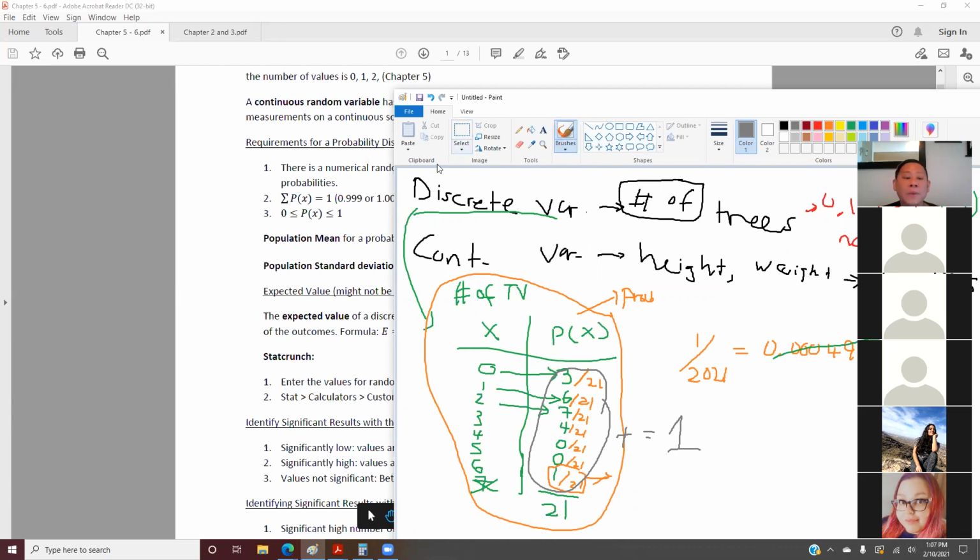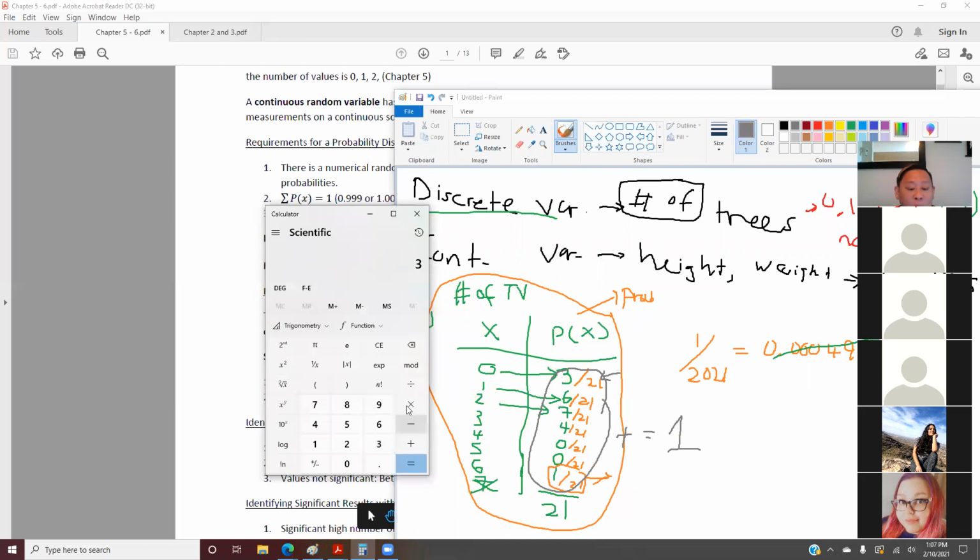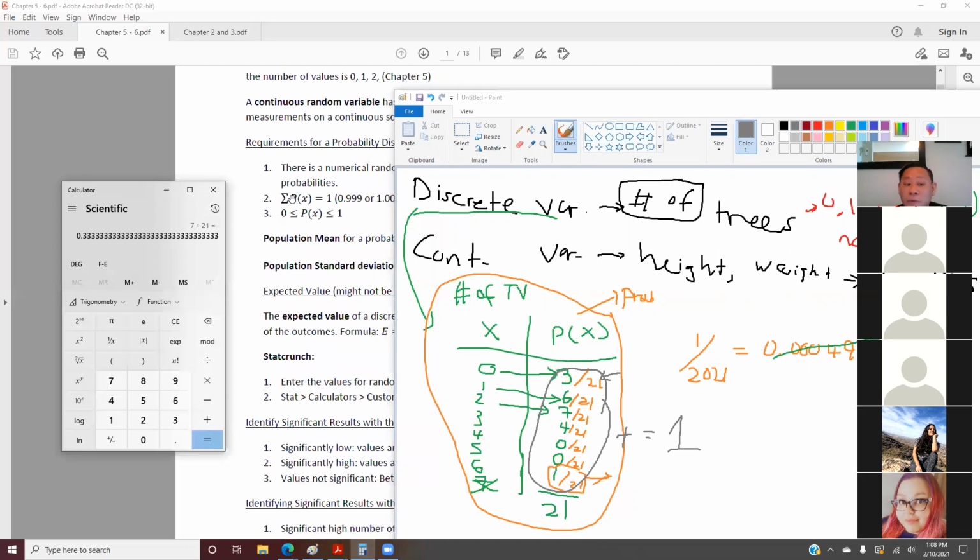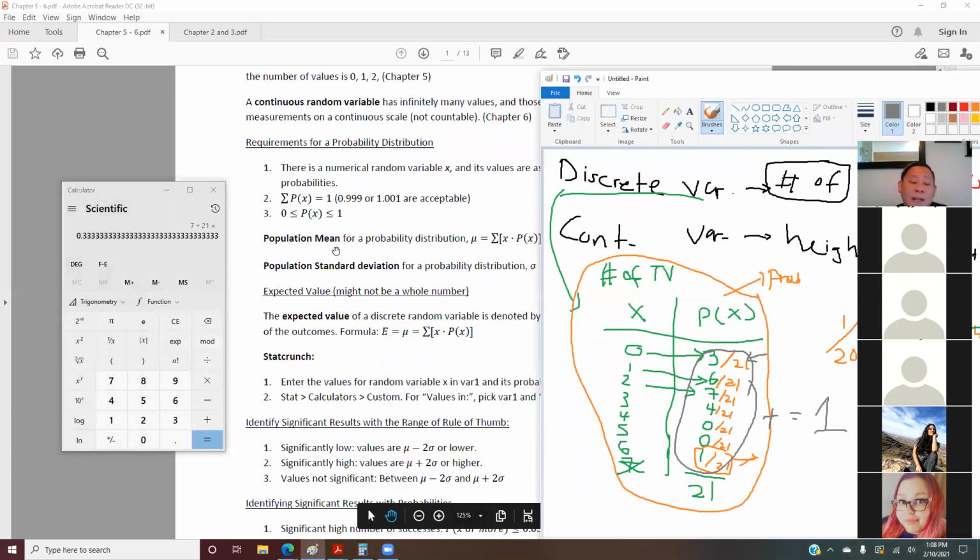And the third thing is each probability has to be between 0 and 1. So if you look at this probability, 3 out of 21 is between 0 and 1, which is true. And then you do the same thing, 6 out of 21. This number is also between 0 and 1. Same thing with 7 out of 21. So you find out that every single probability that you have here is between 0 and 1. So if you have those 3 requirements fulfilled, then this is called a probability distribution. Okay. What is the use of a probability distribution is we can find the mean and the standard deviation.